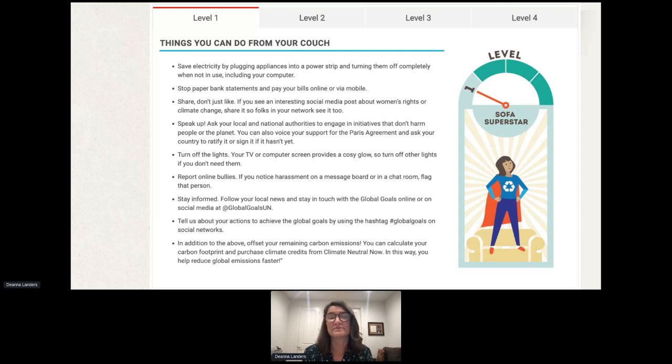Staying informed about what's happening in the world regarding the Sustainable Development Goals, and specifically probably some that you're particularly interested in. If you share this information with others, then others are aware of what's happening, aware of the issues that we have, how well we're doing against any of these goals, and what they can do to help.